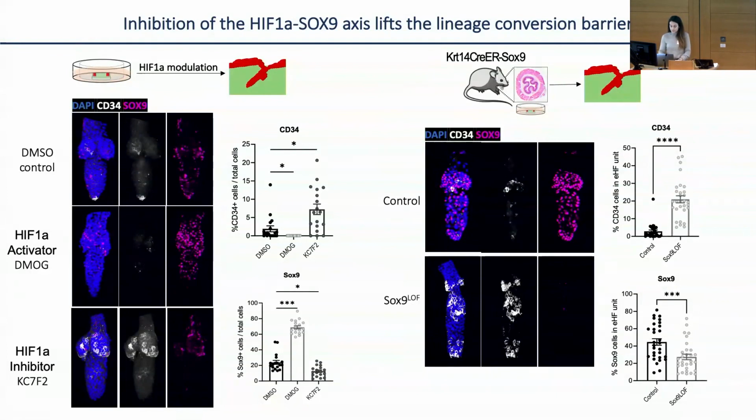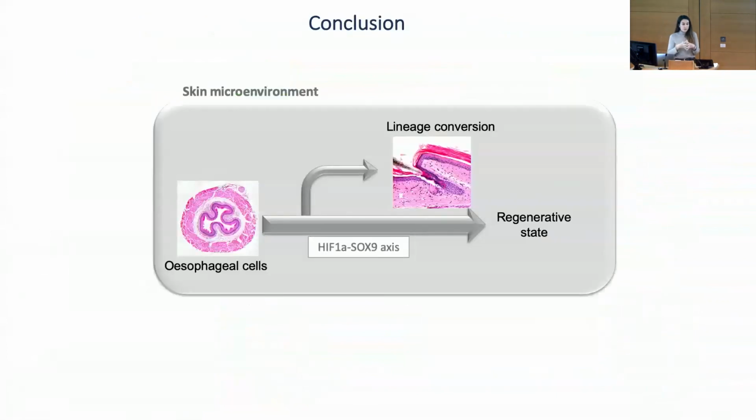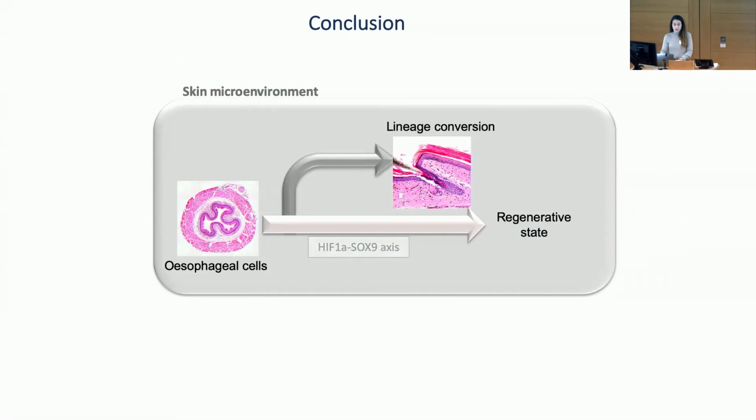lineage conversion. So overall, we've shown that when esophageal cells are exposed to the skin microenvironment, a proportion of them undergo lineage conversion, while regenerative signals, and specifically the HIF1 alpha SOX9 axis, keep cells away from regeneration, promoting a regenerative state. However, it seems that by lifting this barrier, cells can then exit the regenerative state and progress towards this conversion into skin identity.